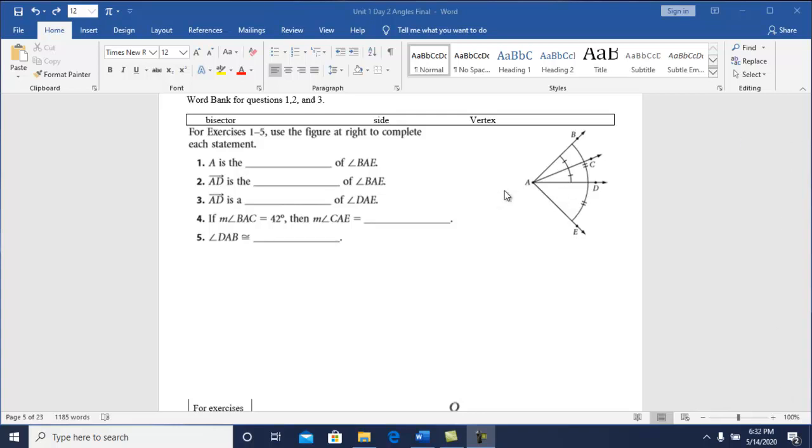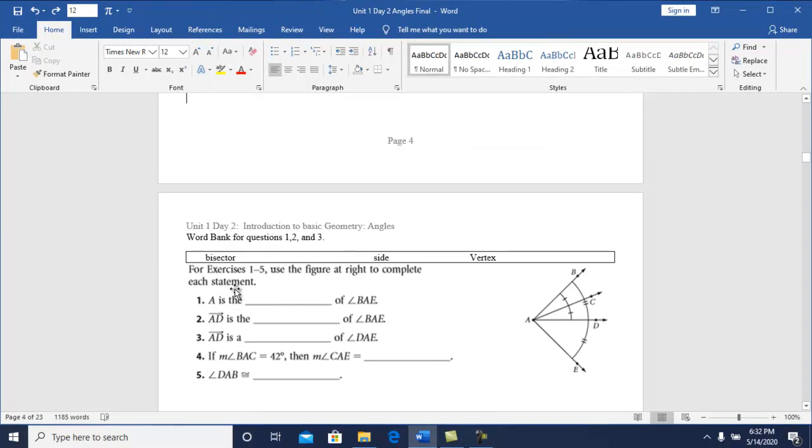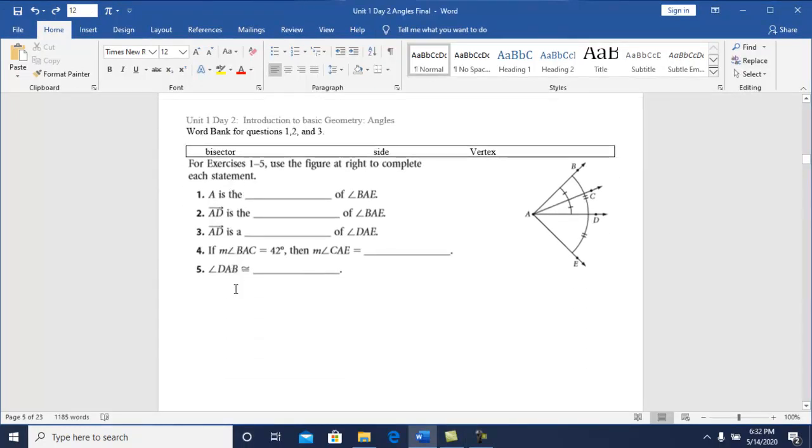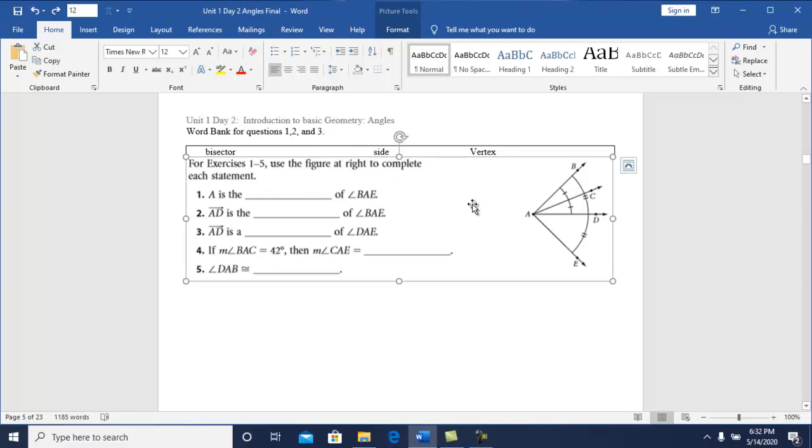I am the geometry instructor, and I'm going to go through an example. Questions 1 through 5. This is on Unit 1, Day 2, page 5. So we're going to look at questions 1 through 5. The first question is to fill in the blank, and you use the figure at the right to complete each statement. Now, the first statement, number 1, is: A is the blank of angle BAE.